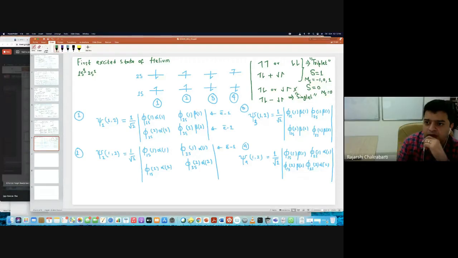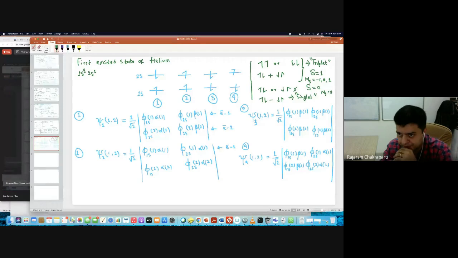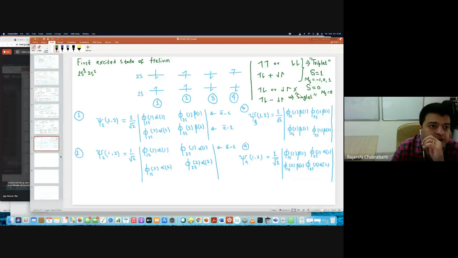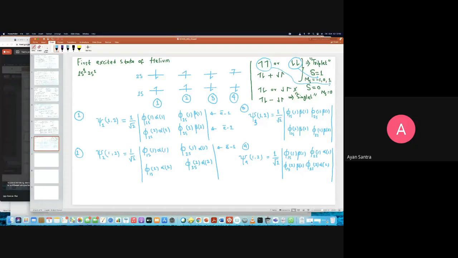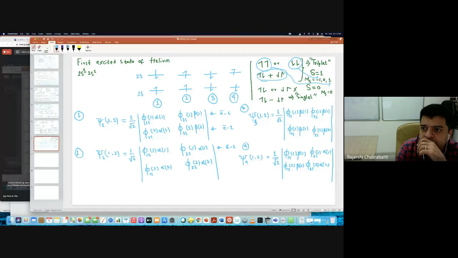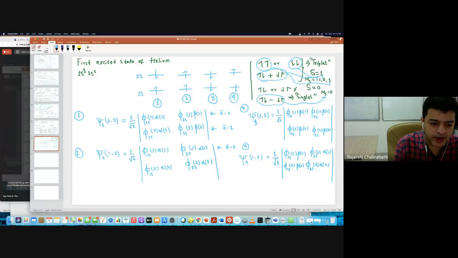Now, can anyone tell me which one is MS minus 1 in this configuration? The down. Yeah, this guy is MS minus 1. What about this guy? This is plus 1. And what about this guy? This is 0, isn't it? So here also this one has MS 0, but it also has S 0. That's why it's singlet.